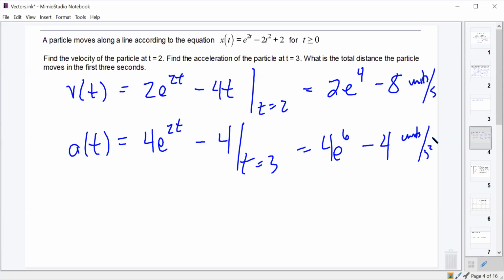velocity function, right? If we take an integral of the speed function, right? Integral of the absolute value of velocity. But since we're not doing integrals yet, how can we still find the total distance the particle moves in those first 3 seconds?